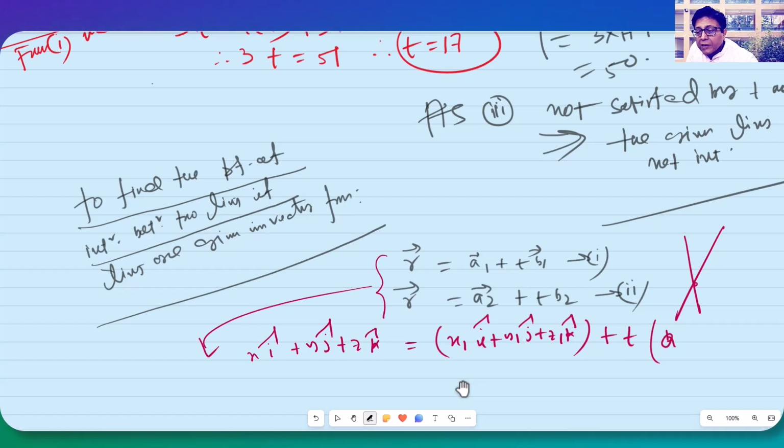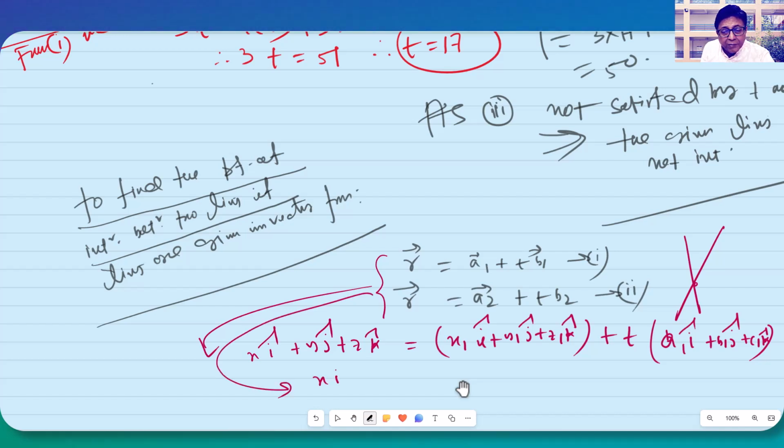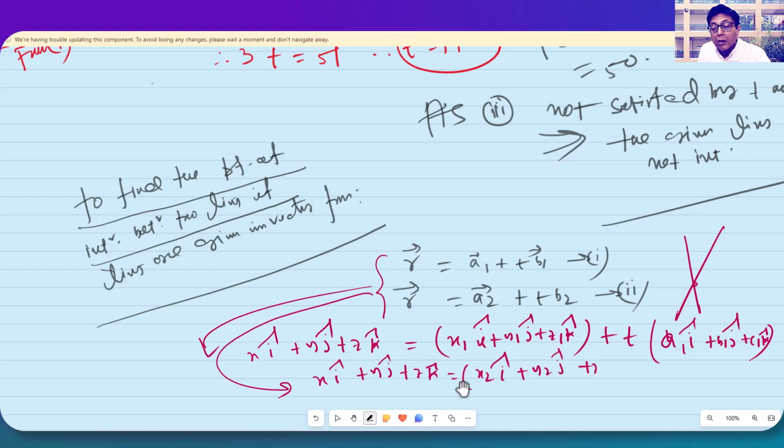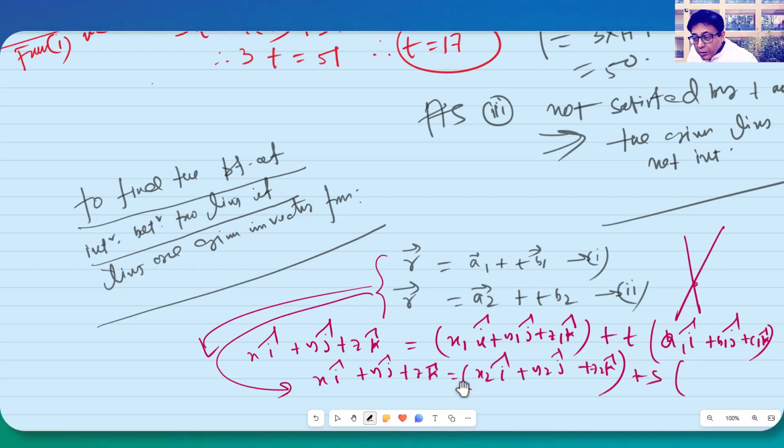a1i plus b1j plus c1k. This is your first line, and the second line if you write, A2 point we are taking in the form x2, y2, z2, plus s into a2i plus b2j plus c2k. Okay? All those a1, b1, a2, b2 that I have written.